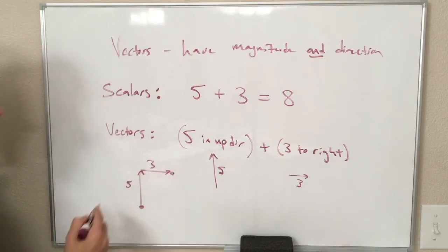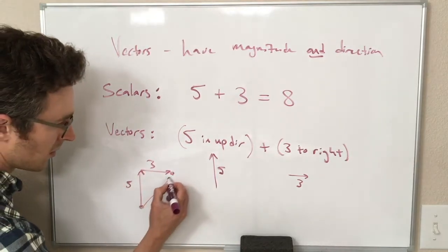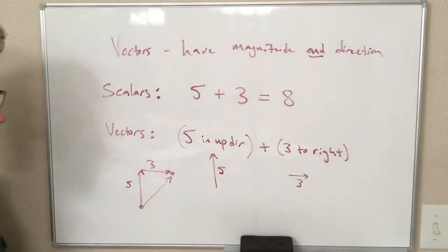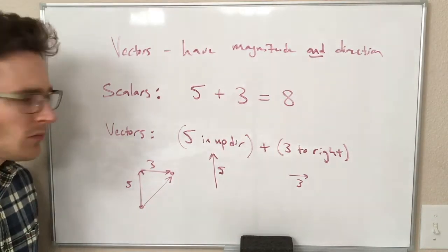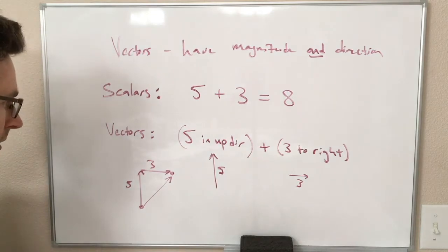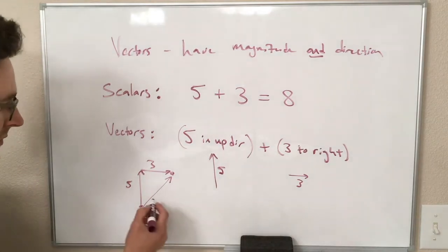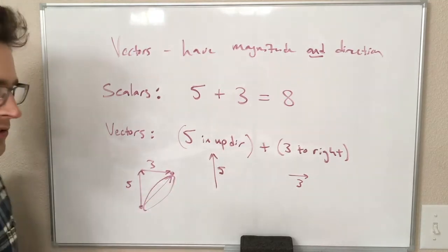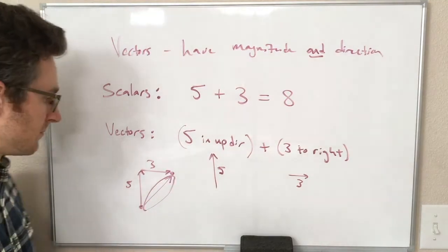So the effect of adding these two vectors together is the same as if there was a single vector that looked like this at some angle. Okay, so we can add these vectors together. It's going to give us some other vector. So this vector is the sum of those two vectors. That's sometimes called the resultant.